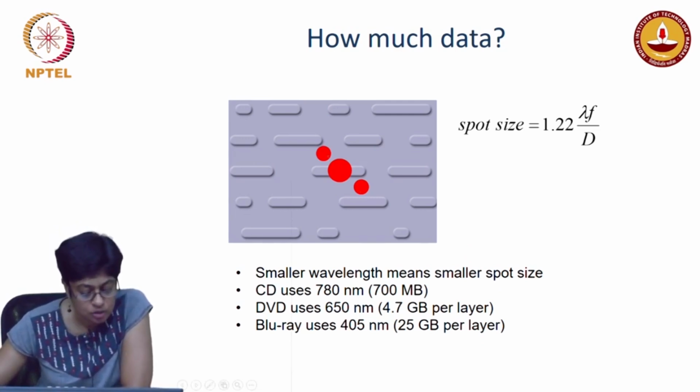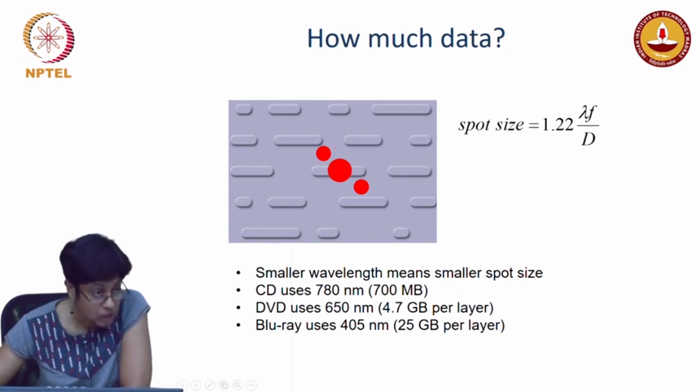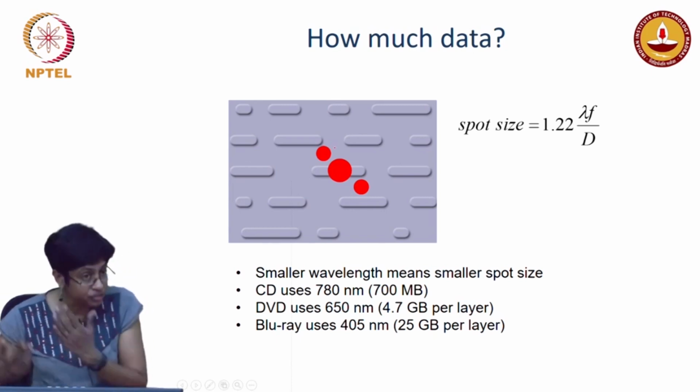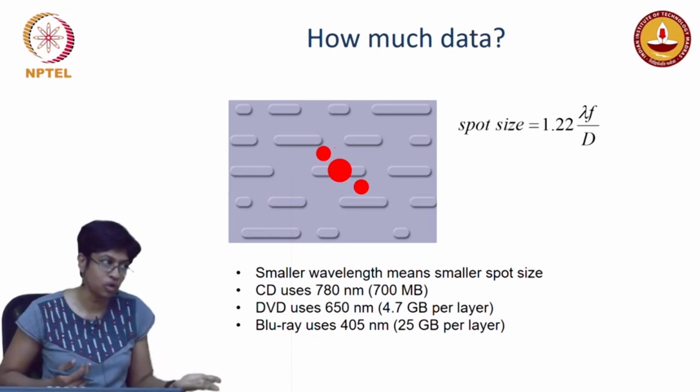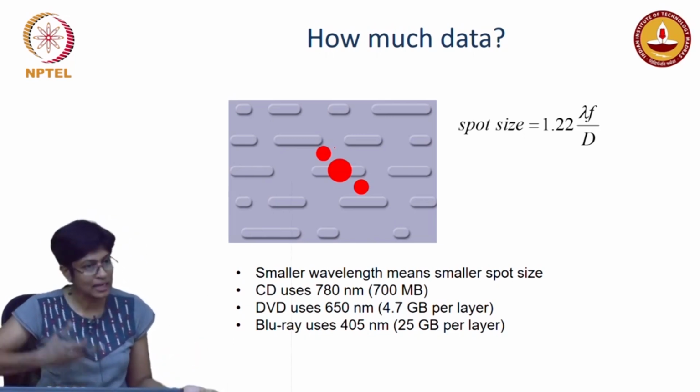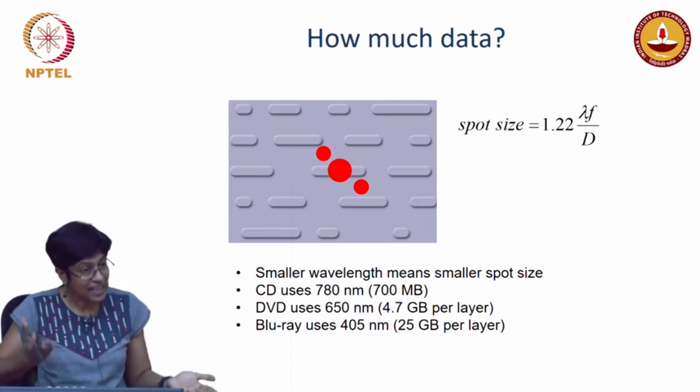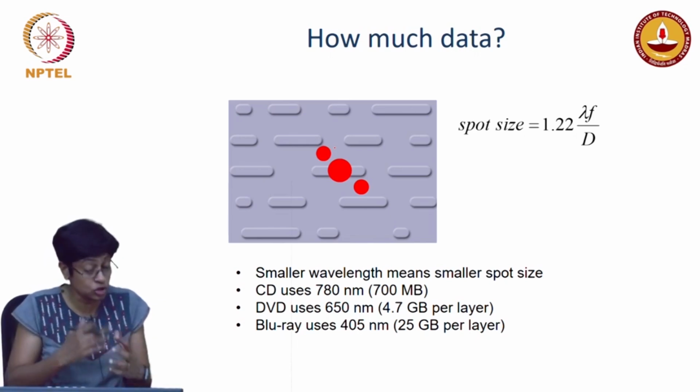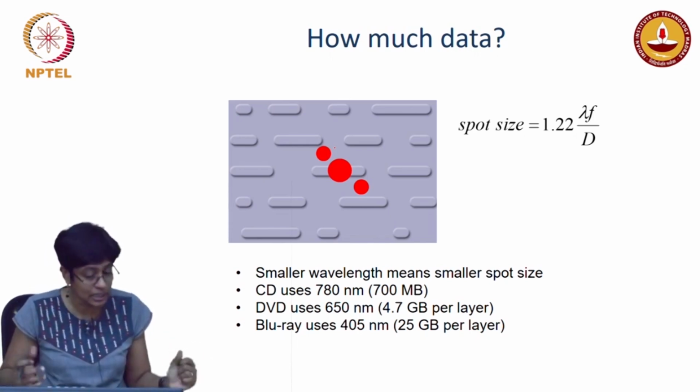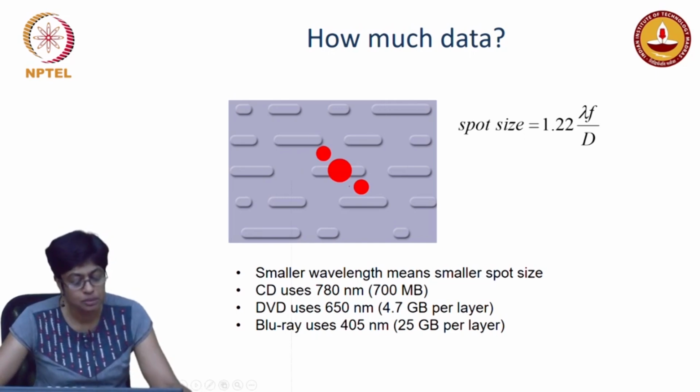Now that's the spot on one bit of data, okay, and you can see the spot has to be larger because you need that interference to happen. So you need light to fall on the land region and light to fall on the pit region, and that has to interfere with each other. So the spot has to be slightly larger, but there are two other spots, okay. Why do you have two other spots over there?